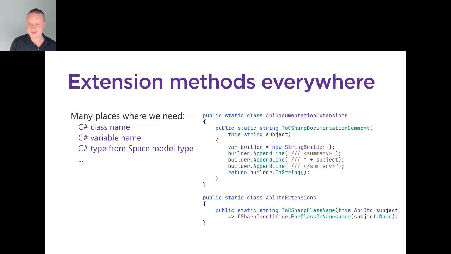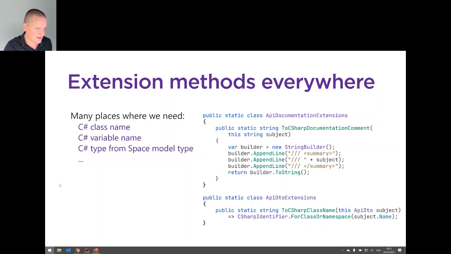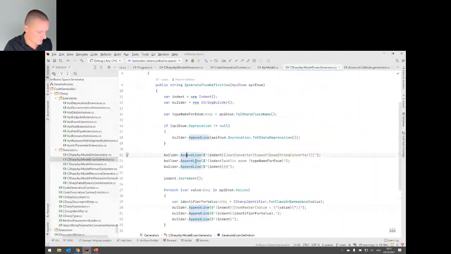I talked about those extension methods as well. So we're using extension methods pretty much everywhere in the code base. You'll see whenever we need a class name, for example, there's going to be an extension method. Whenever we need a variable name from an identifier of an object in the model, we'll have an extension method for that. Reason for that, and I'll quickly jump to the IDE for this.